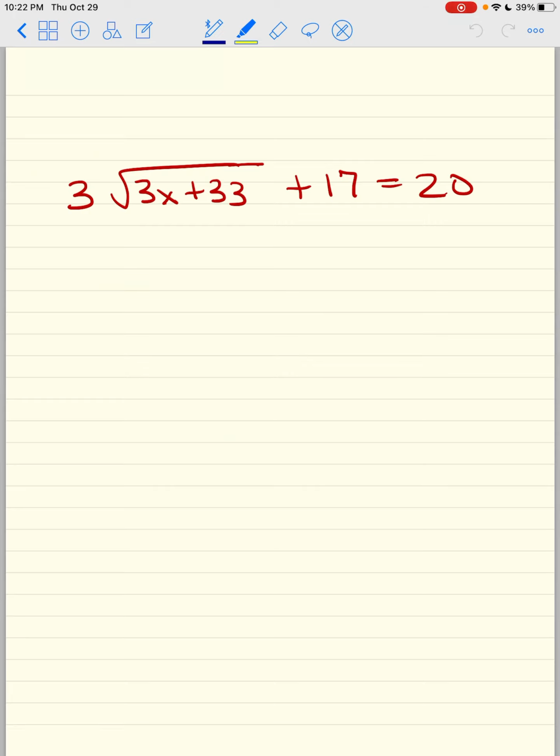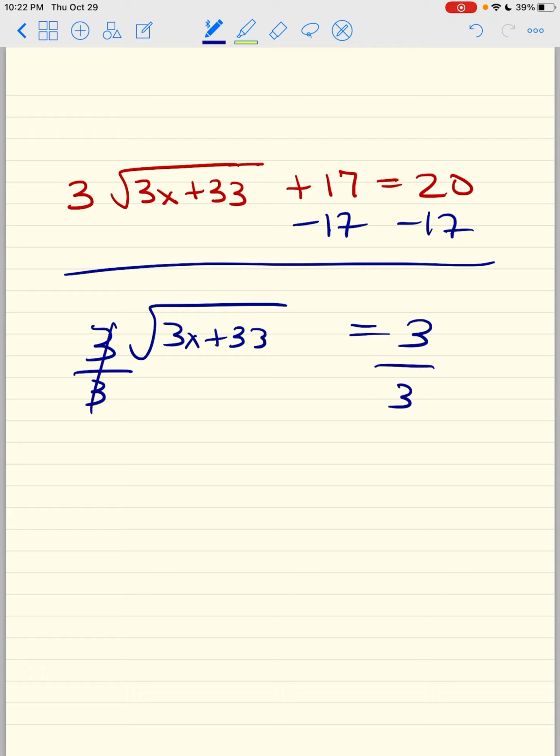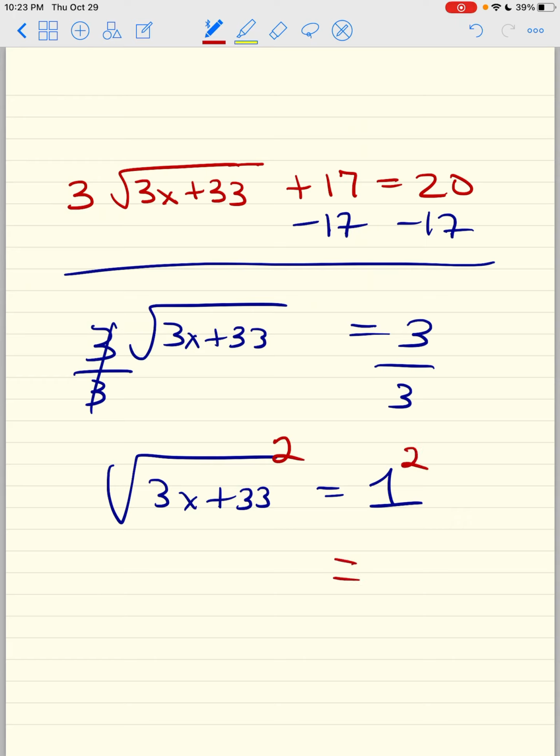And here's our last problem. I actually am going to do something here. What I want to do here is I'm going to minus 17 on both sides, and I'm going to divide by 3. Now that everybody's away from the square root, I can square both sides. Just be careful. 1 squared is not 2. 1 squared is just 1. Squares and square roots cancel each other out.